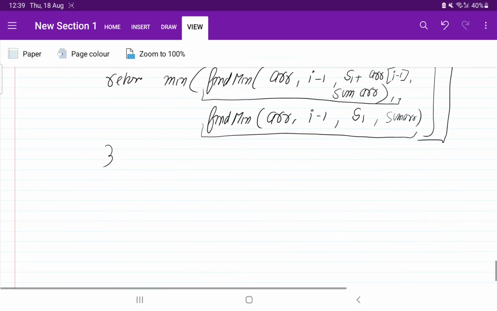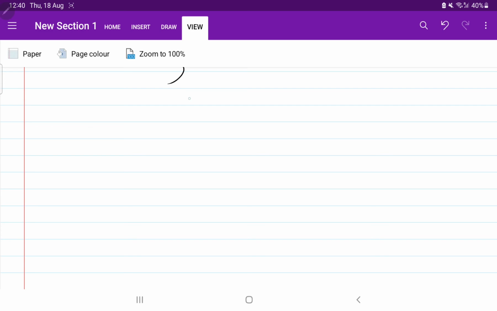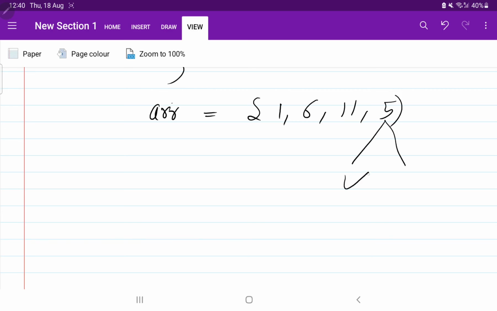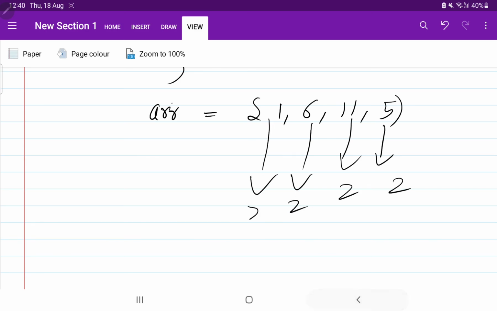Now let us talk about the time complexity a little bit. Sorry, my tongue slipped. So we have the elements in the array: 1, 6, 11 and 5. For each element we have to take a decision: either select it or leave it. So for each element we have two choices: 2 for this, 2 for this, 2 for this, 2 for this.